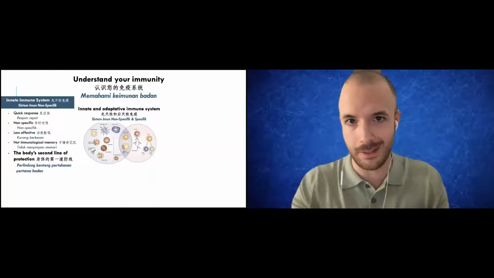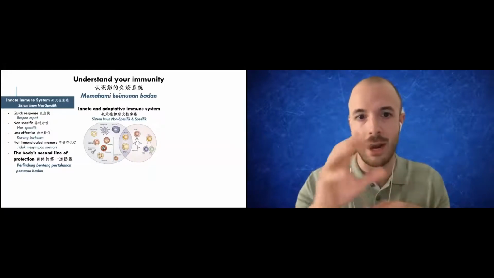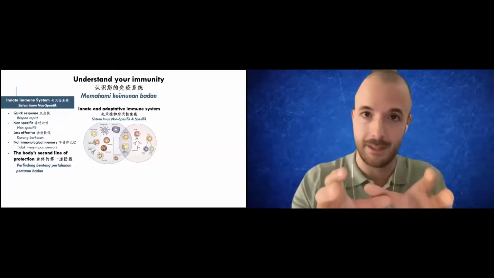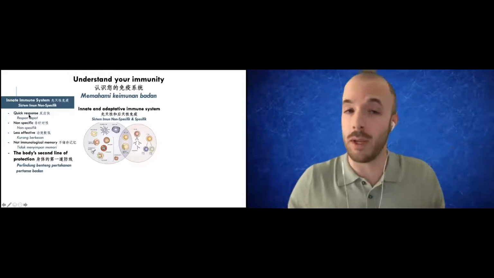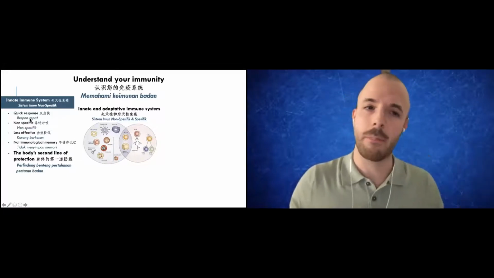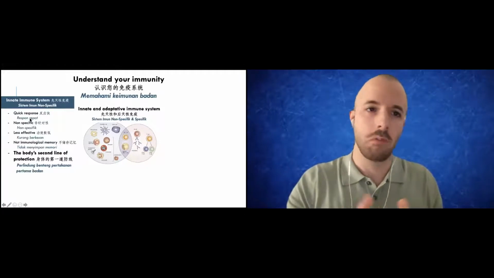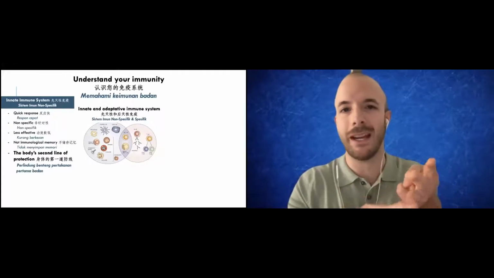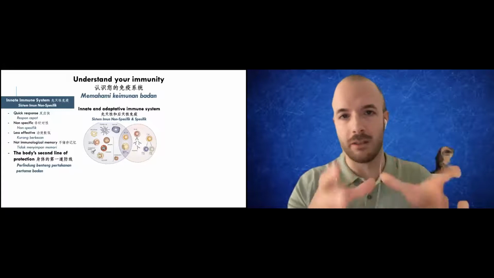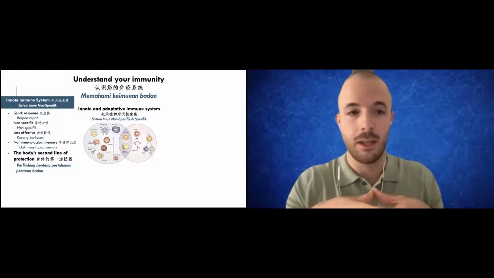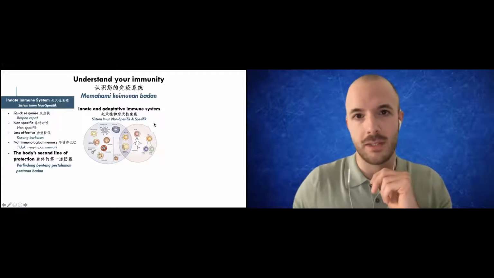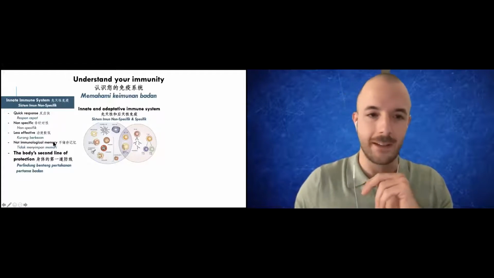The first cells that go to the infection are neutrophils and the other immune cells of the innate immune system. So their response is very quick, but they are non-specific. They can fight against viruses, fungi, bacteria, allergens, it doesn't matter. Tumors as well, it doesn't matter. They are non-specific. But they are less effective than the cells of the adaptive immune system. We will see it in a few seconds.